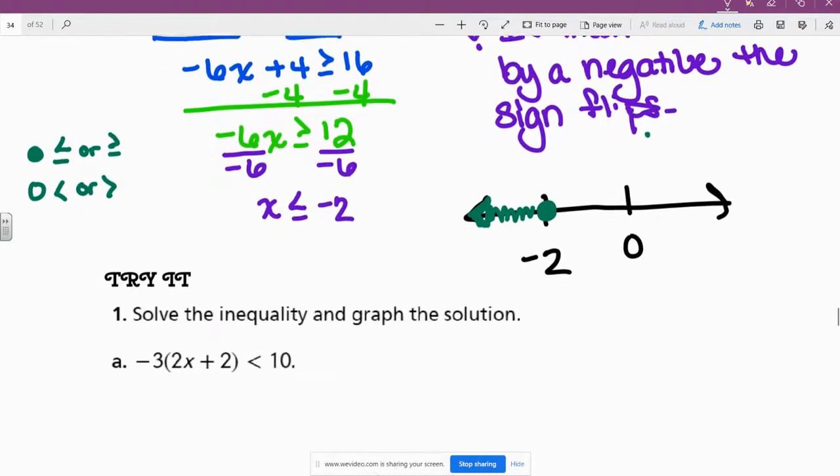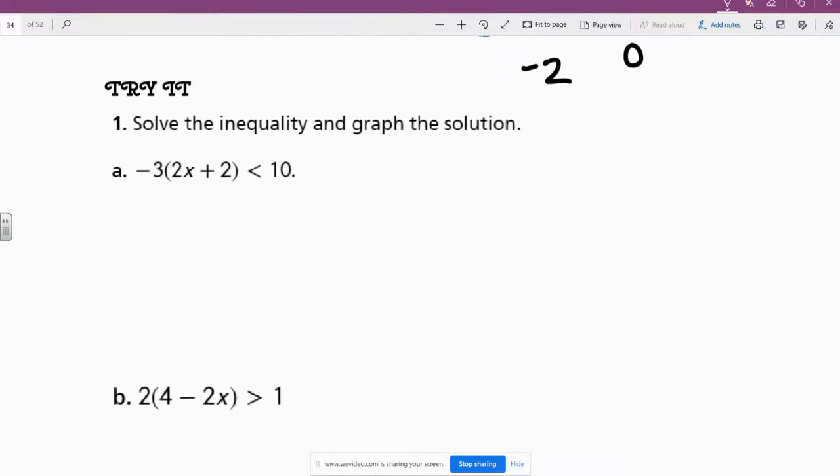So we're going to go over the try-its. If you want to try it alone or with your partner first, that's awesome. And then you can look to see if you got the same answers I did. Or if you don't feel comfortable enough yet to do it yourself, you can follow along with me.